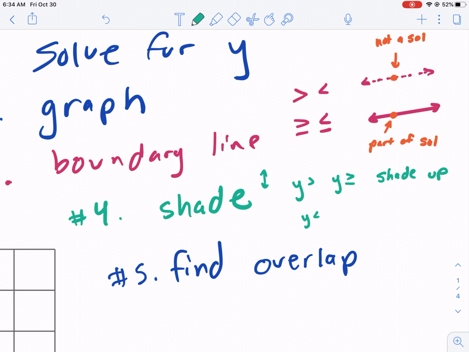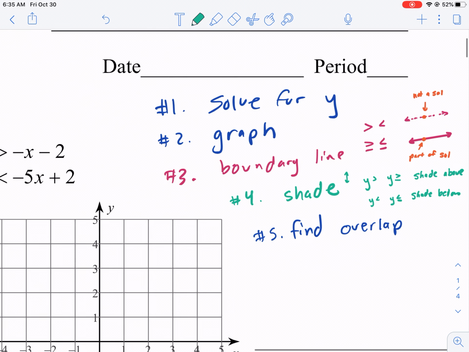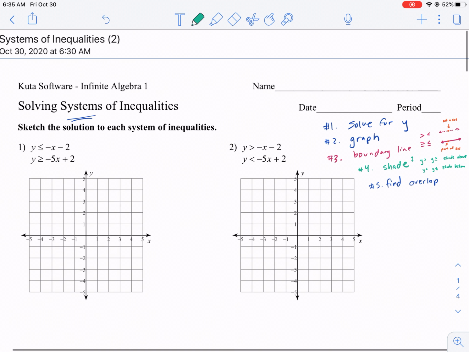Now if it's the other way, if y is less than or y is less than or equal to, we are going to shade down. Okay? And I really should write shade below and shade above. This is above the line or below the line that you've drawn in question. And then to find the overlap, we're just going to see where the two colors merge. Okay, so let's go ahead and get started.